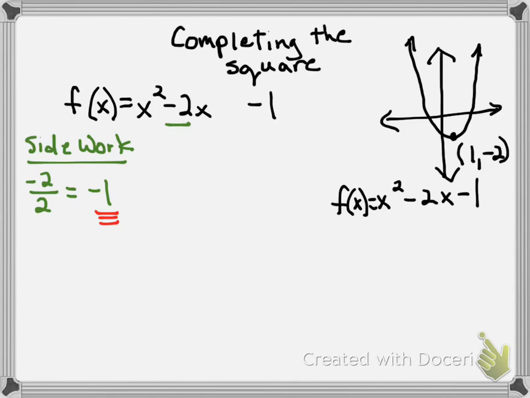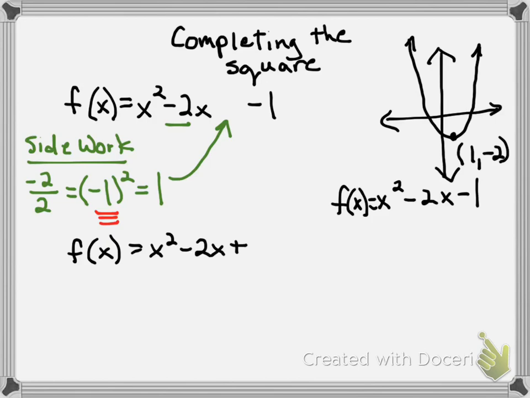But once we divide by 2 and get -1, again, I underline this because it's going to be important later on. We have to then take this -1 and square it and end up with this 1. Now the 1 is going to be written right here in this gap, okay? And that's why I left the gap, because we have to now rewrite our function as f of x equals x squared minus 2x plus 1.